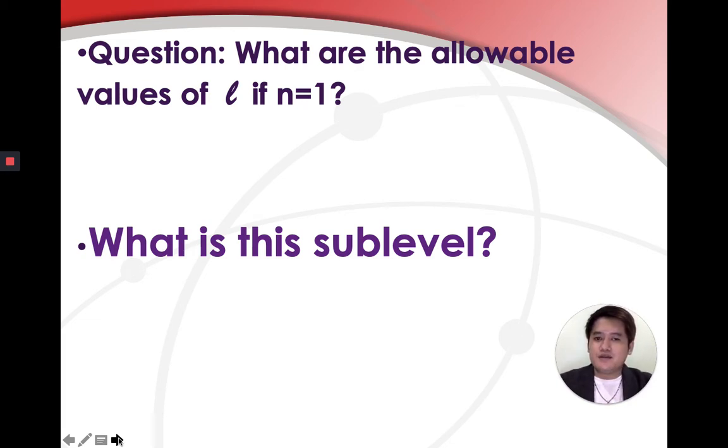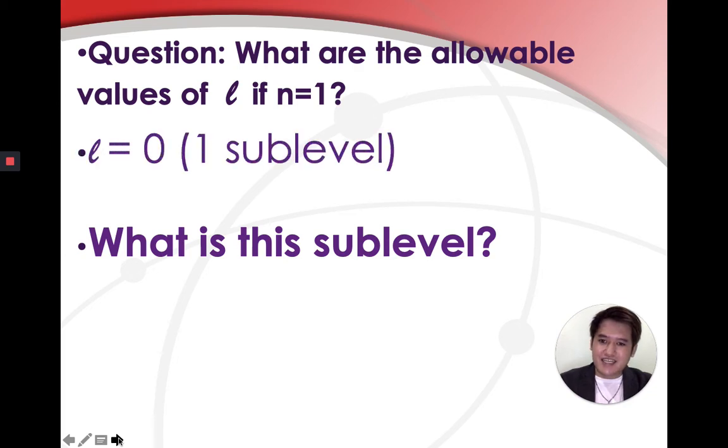Maybe 30 seconds to answer this question. What are the allowable values of L if n is equal to 1? If your answer is 0, then you are correct. The value represented by L, 0, there is only one sublevel. And what is that sublevel? That is S. So maybe an important mnemonic for this is 0S, S, P, D, F. S is 0, P is 1, D is 2, F is 3.